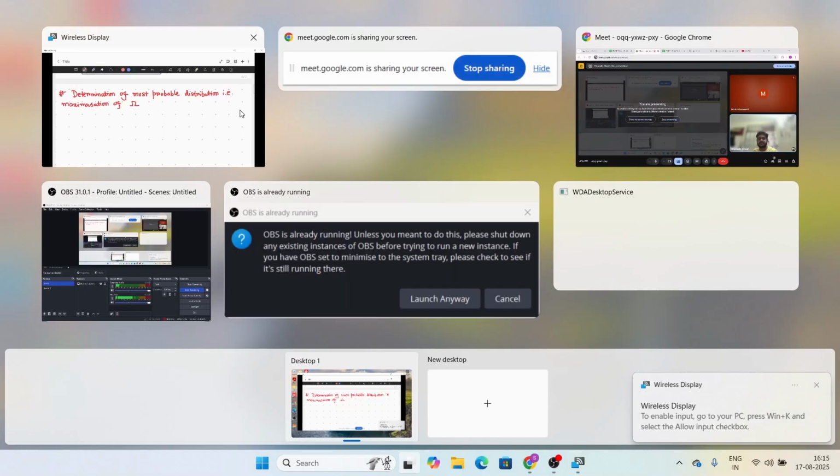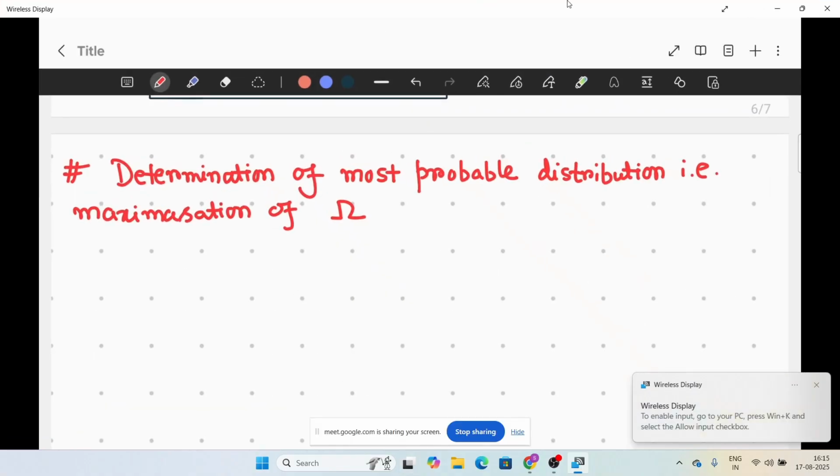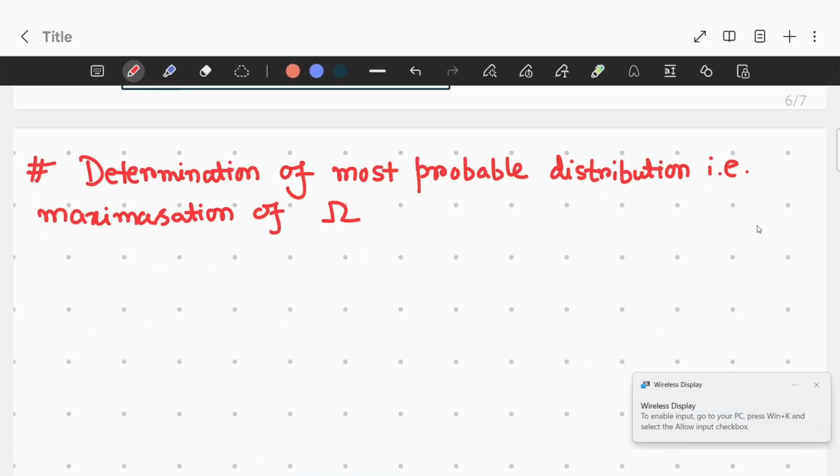Now it is visible, right? Yes, now visible.